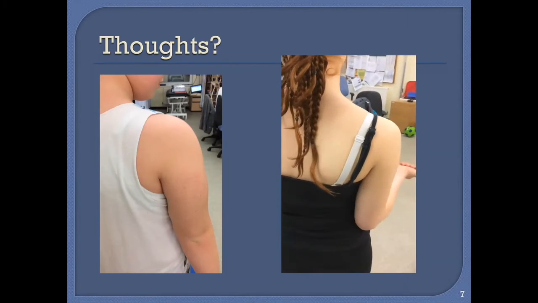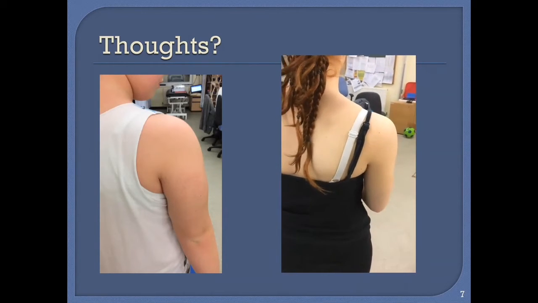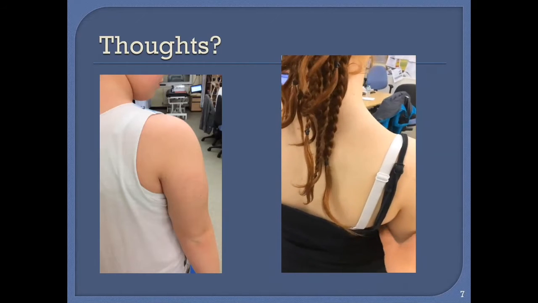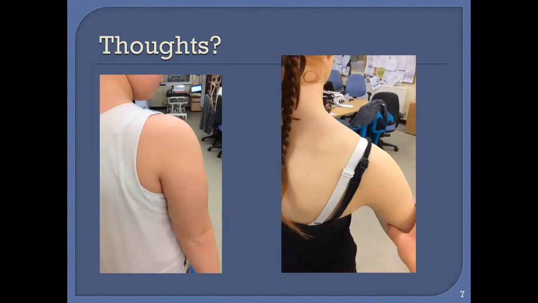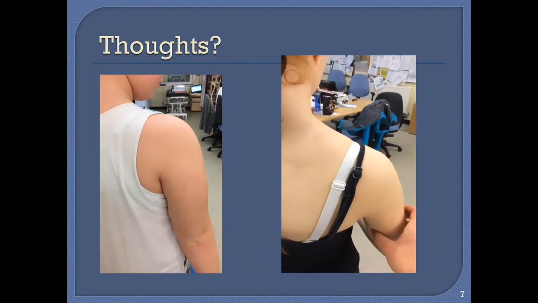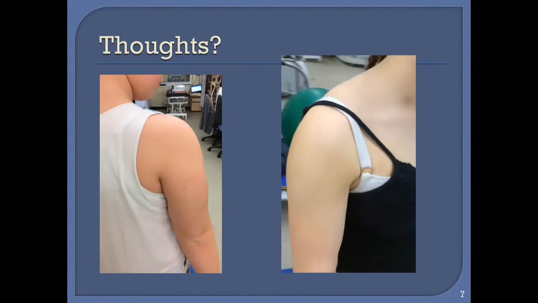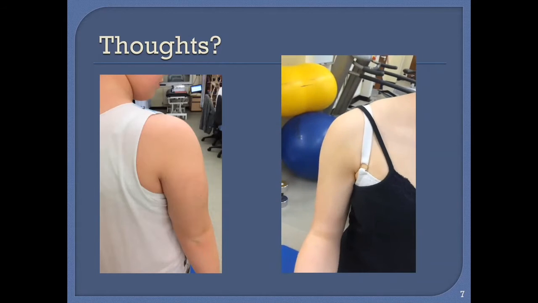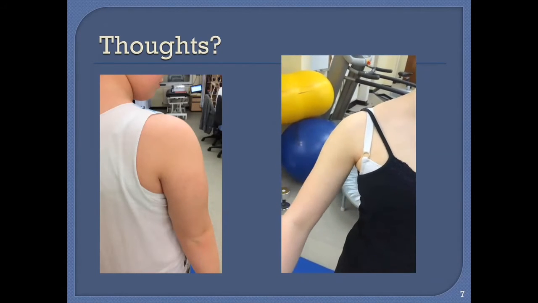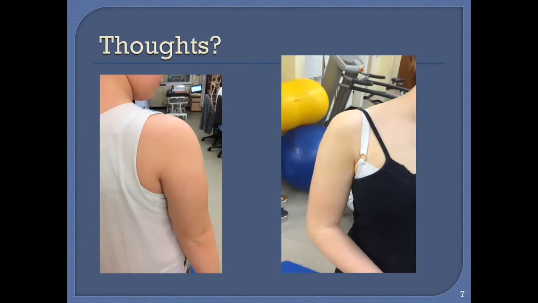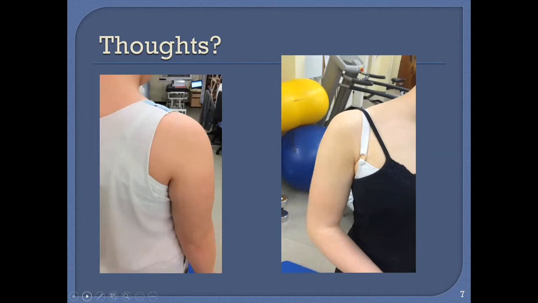So all I'm asking this girl to do is just externally rotate her shoulder. And then I'm just moving her arm away just to see if I can see what muscle she's actually using to get this abnormal movement pattern. So we'll come back to those later, but just to get you thinking.